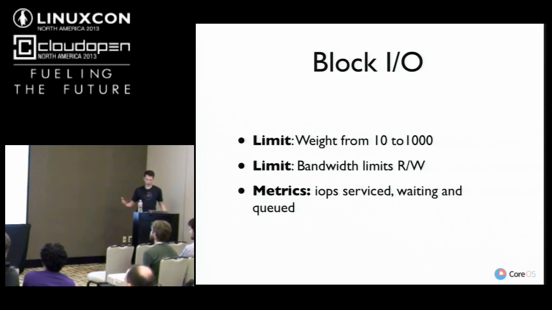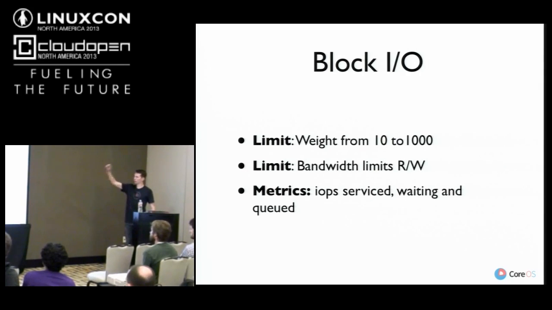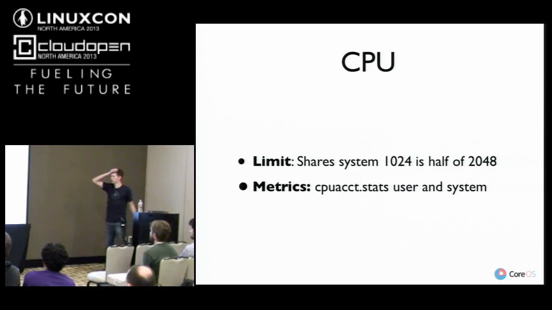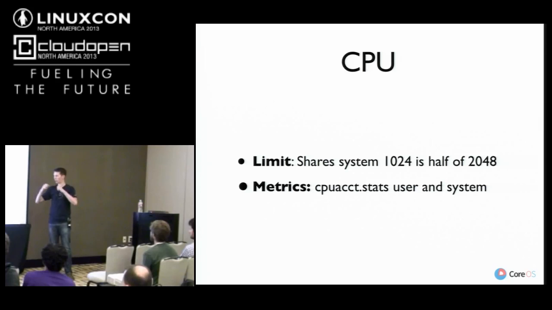The next major cgroup is CPU. The CPU has a share system, very similar to the weighting system in the Block IO. The default is 1,024, and it allows you to give twice as many shares. It's like shares in a company or something. So if you weight something at 2048, then it gets twice as much as the 1024 subtree.